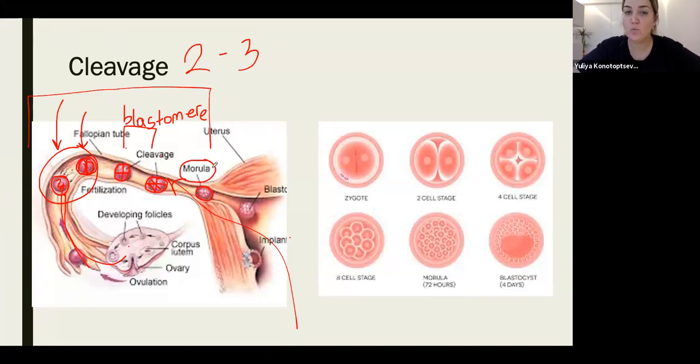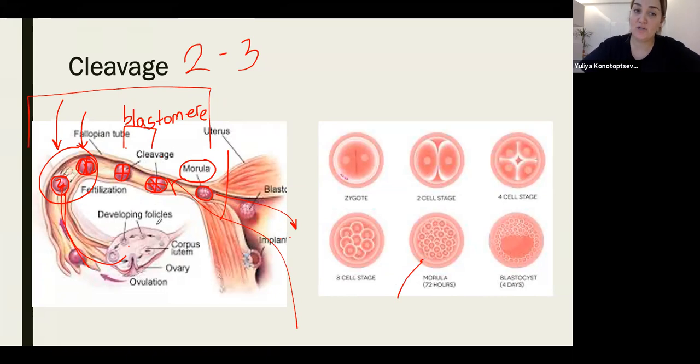Morula is the one which is at the border. Do you see? It is the one which is about to enter into the uterus. Why do we call it morula? Because it resembles mulberry. It looks like a berry. Okay, it looks like a berry. It has these 16 cusps.